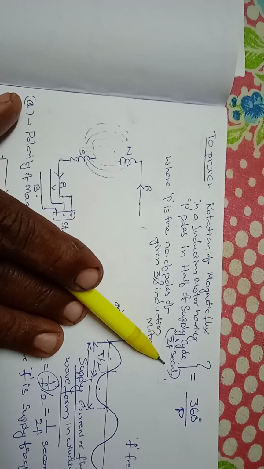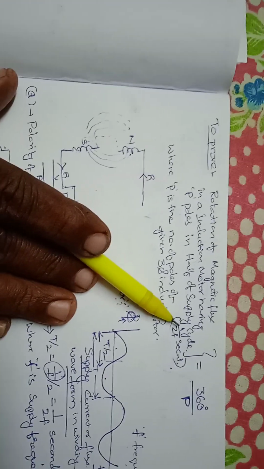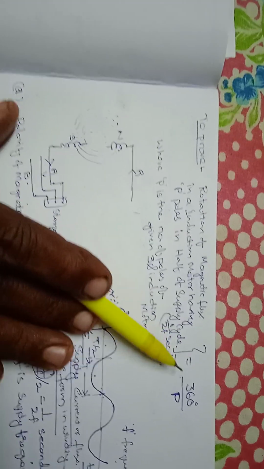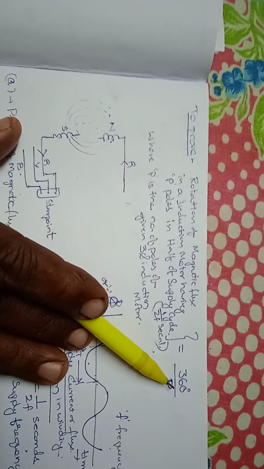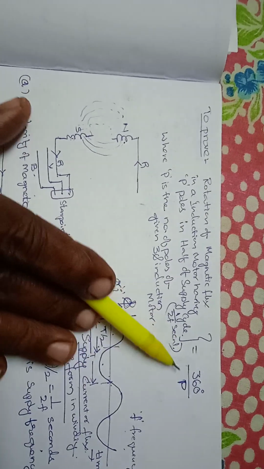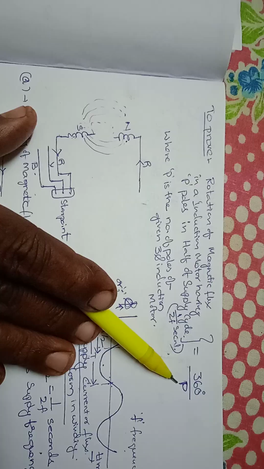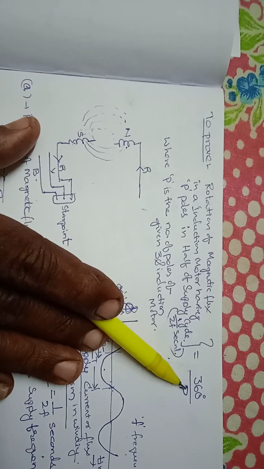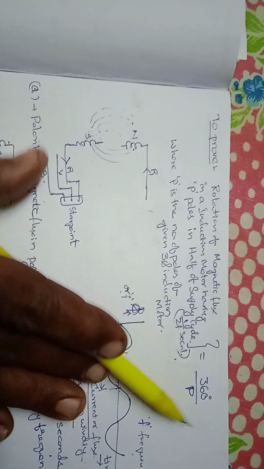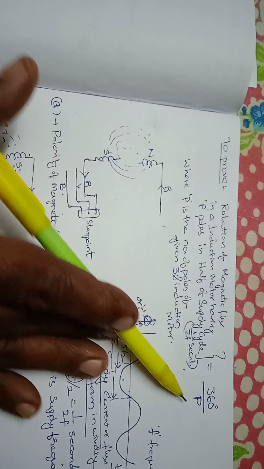In 1 by 2F seconds, what will be the rotation of the flux in mechanical degrees? It is 360 degrees by the number of poles. Let us first prove this, 360 degrees by the number of poles.